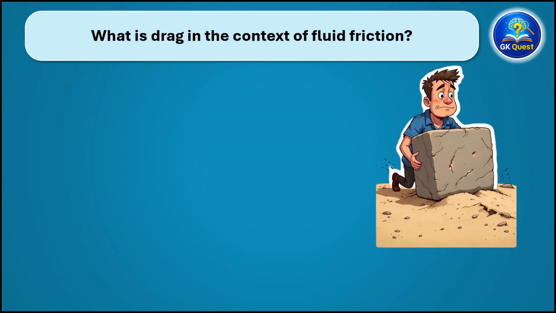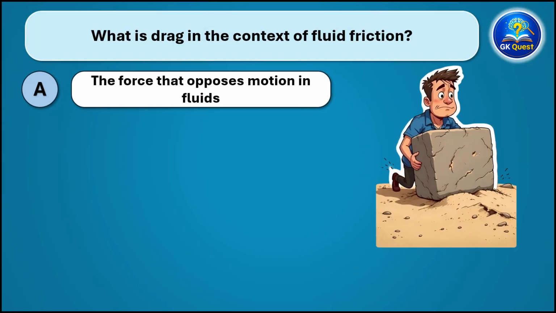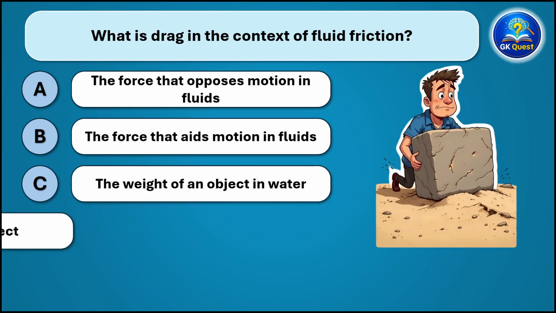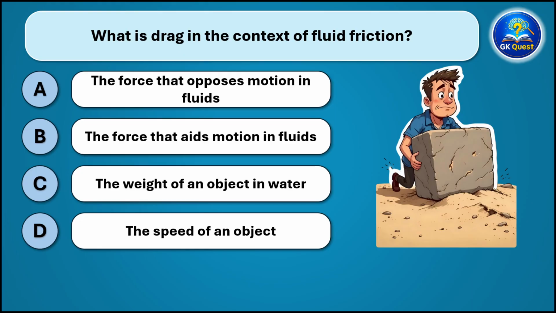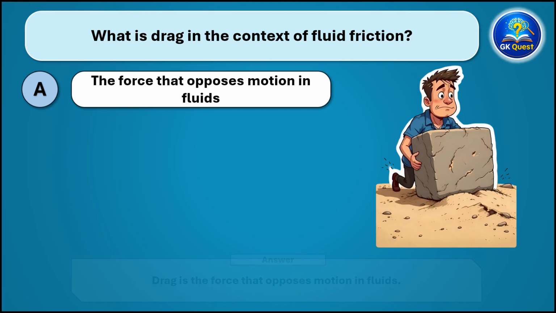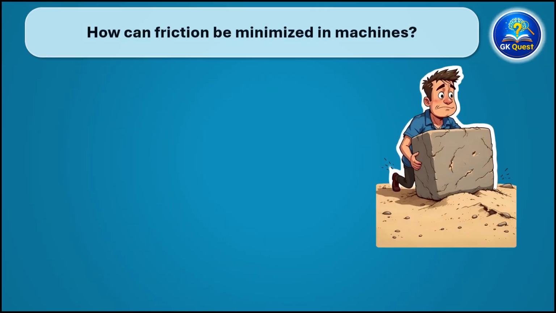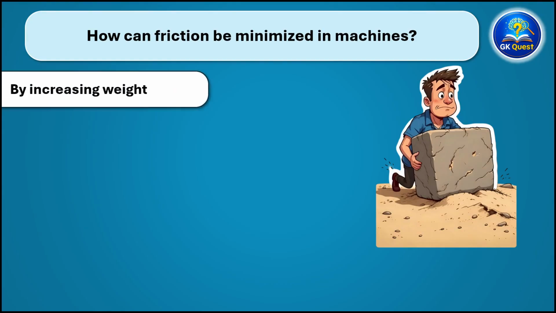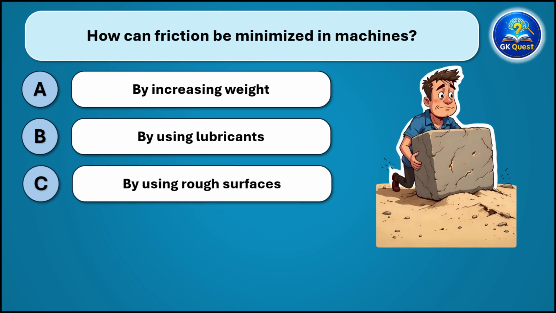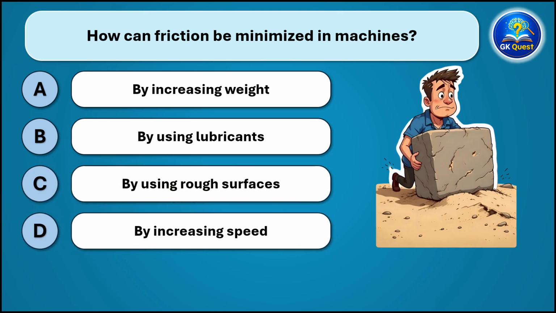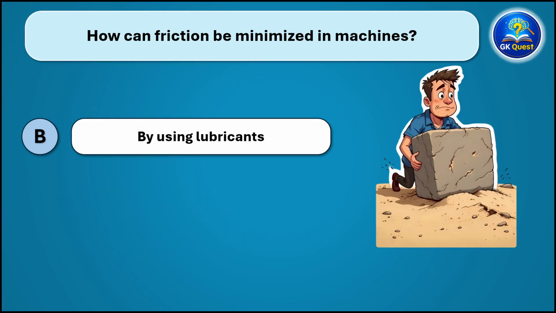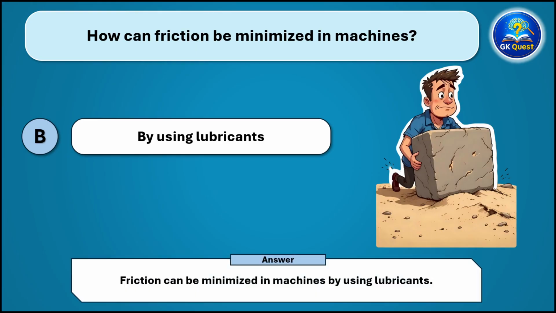What is drag in the context of fluid friction? And the correct answer is drag is a force that opposes motion in fluids. How can friction be minimized in machines? And the correct answer is friction can be minimized in machines by using lubricants.